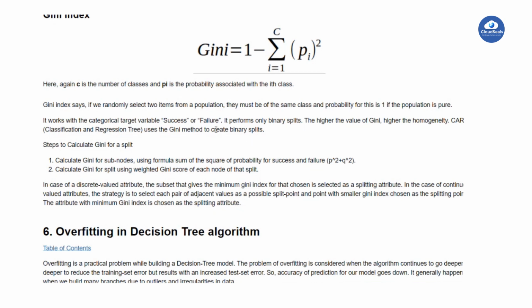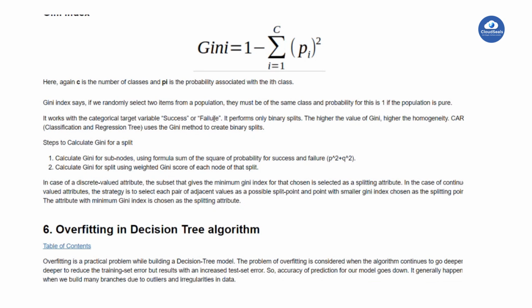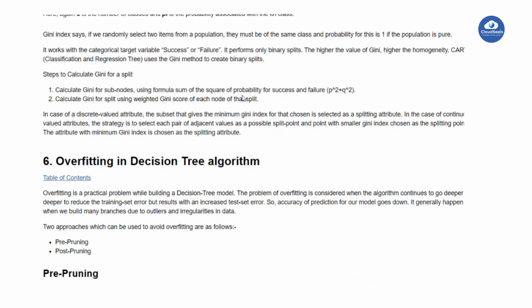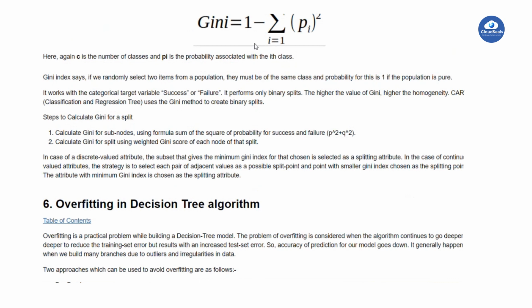So mostly whenever we have a high number of categorical variables in our data set, we will use this Gini index. Calculate the Gini for subnodes using the formula, the sum of squared probabilities for success and failure. Then calculate the Gini split, the weighted Gini score for each node of that split. If we are able to predict the class correctly, that is a success. If we are not able to predict it correctly, that is a failure. For a discrete valued attribute, the subset that gives the minimum Gini index is selected as the splitting attribute. If the Gini index is very low, that means a very pure attribute, and that's why we select it as the splitting attribute.